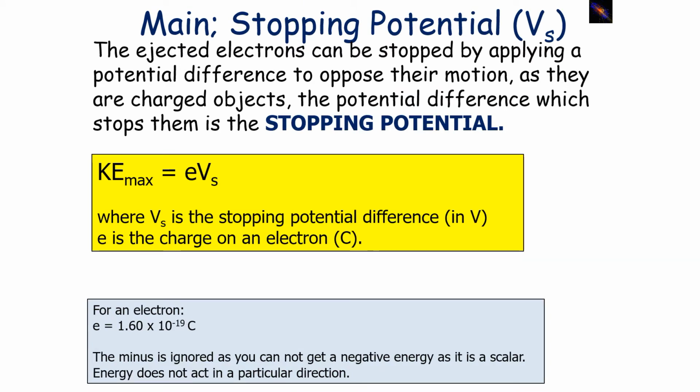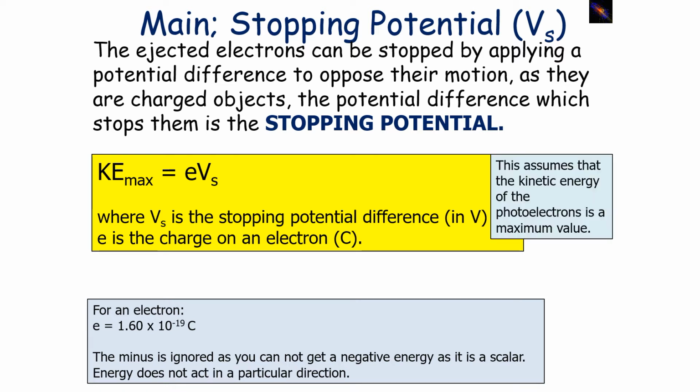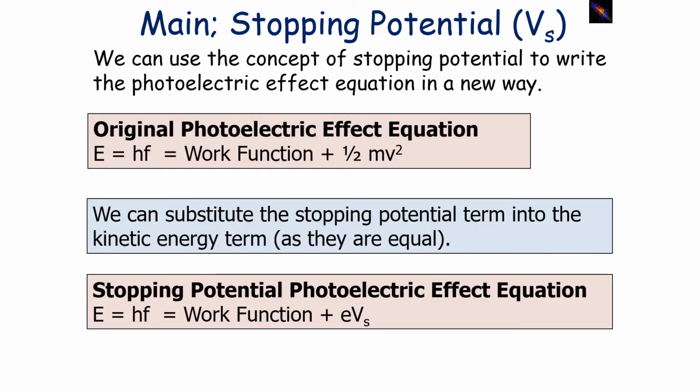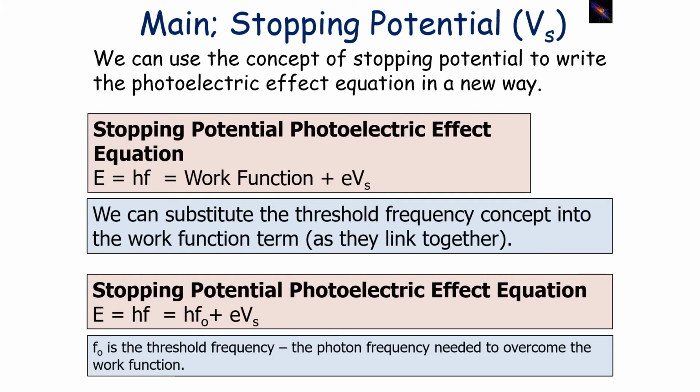So the kinetic energy is equal to eV, where e is the charge, 1.6 times 10 to the minus 19 coulombs. Now this assumes the kinetic energy of the photoelectrons is a maximum value, so this is the stopping potential that will stop all electrons. So now we can say our original equation was E equals hf equals work function plus a half mv squared. We can sub out that kinetic energy term of a half mv squared and sub in our stopping potential term, as they equal each other. If we wanted to, we could also state that the work function is h times f0, where f0 is the threshold frequency.